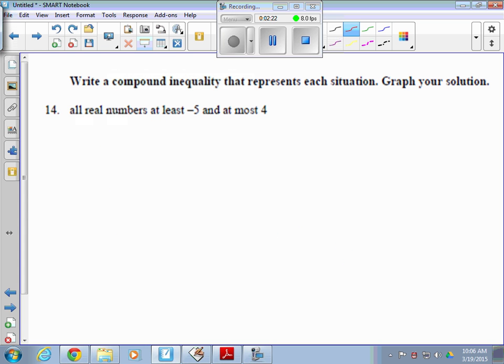Write a compound inequality representing each situation, then graph your solution. Graphing a solution, we're only going to deal with a number line in this one, since we're only talking about one variable instead of two. All numbers at least negative 5. So you want to deal with x and negative 5 for that one. At least means the number has to be negative 5 or greater.